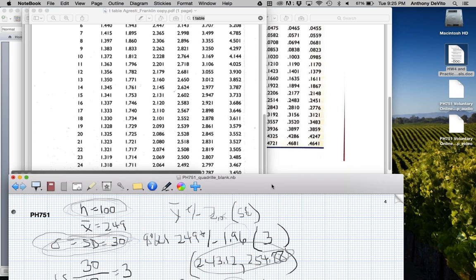So in general, to make a long story short, if you know the population standard deviation, use the z-score. If you don't know the population standard deviation and it's a large sample size, you can go ahead and use the z-score instead of the t-score. If it's a small sample size and you don't know the population standard deviation, then you absolutely have to use the t-score.